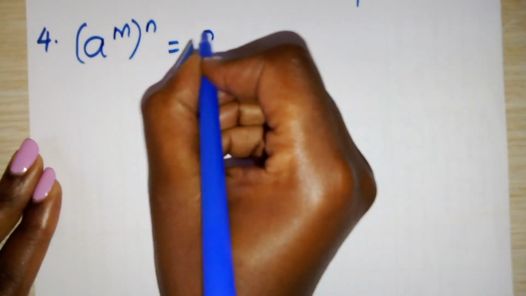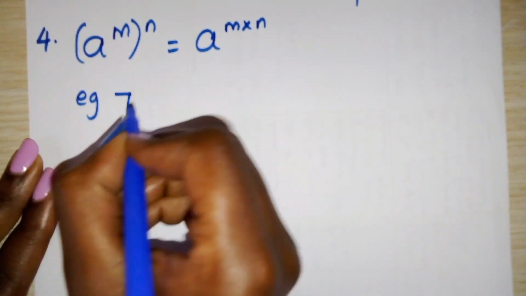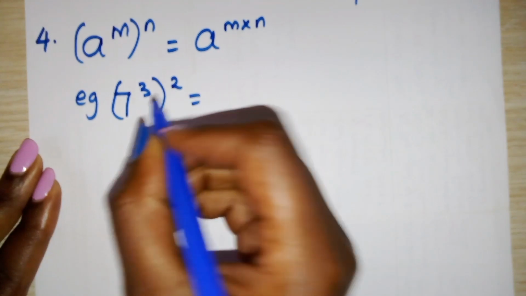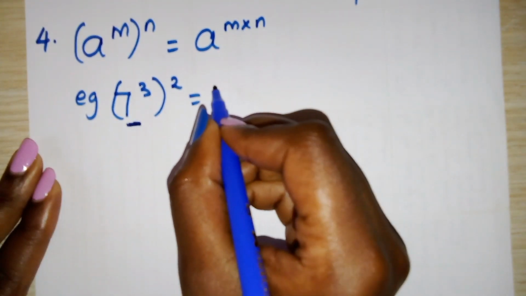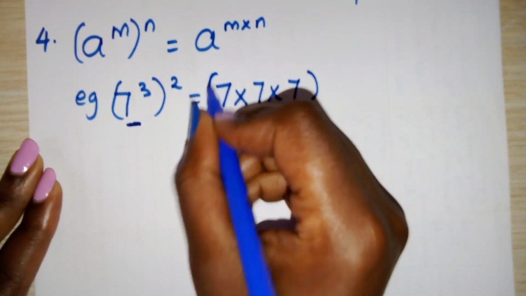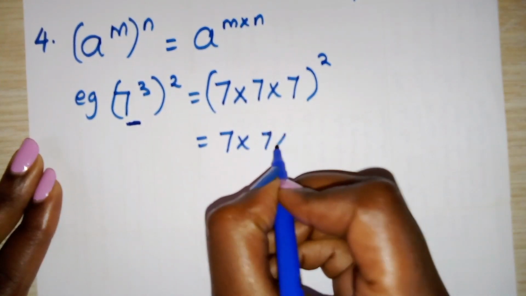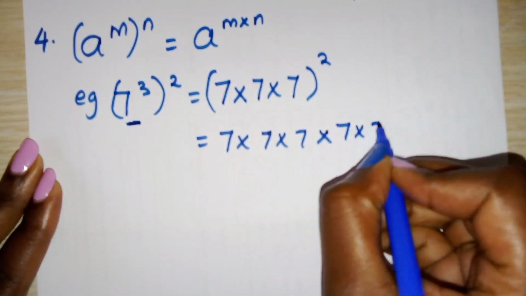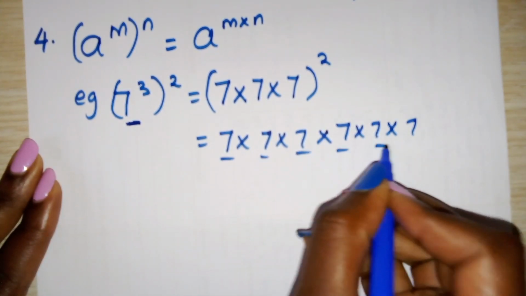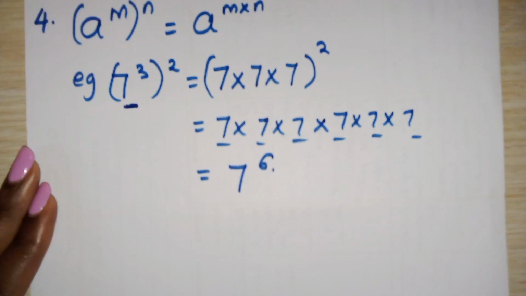Okay. So the fourth law is (a^m) with a bracket power n. When there's a bracket, you take both powers and you multiply them. For example, you have (7 power 3) bracket power 2. First of all, we start with this one. 7 power 3 is the same as 7 times 7 times 7, power 2. Power 2 means this one times another one: 7 times 7 times 7, and then another 7 times 7 times 7. So in total we have 6. So 7 power 6. So you just multiply the powers.